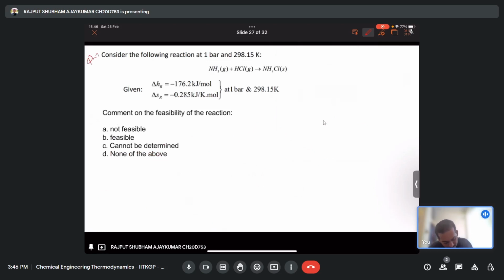So question 7. Try to go to further questions. Now this is a similar one, but try to go through the question first. So consider the following reaction at 1 bar.